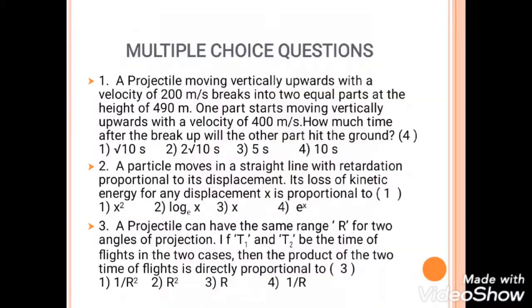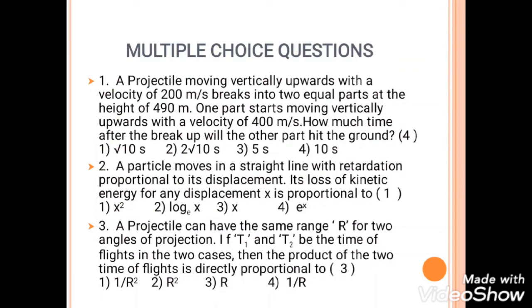Next, going to the third question. The particles having the same range with two different angles of projection. That means if any particle is projected with two different angles of projection, to get the range equal, we have to project the particle at complementary angles. That means if one particle is projected at theta, then another particle has to be projected at 90 minus theta, so that we will get the range equal.